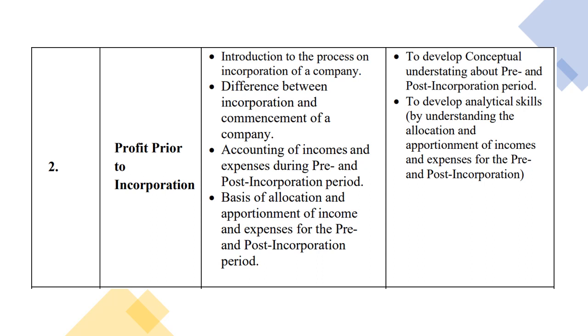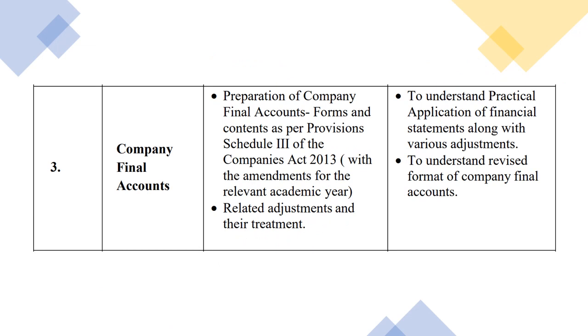So we'll move towards the third chapter. The third chapter deals with the company's final accounts. There are two subtopics: preparation of company's final accounts, forms and contents as per the provisions of Schedule 3 of the Companies Act 2013, with the amendments for the relevant academic years. There are important adjustments here, and we'll try to solve the problems. We'll try to understand the concepts by solving various problems, understand the revised format of company's final accounts, and solve the practical problems.